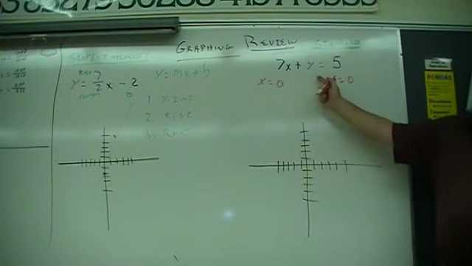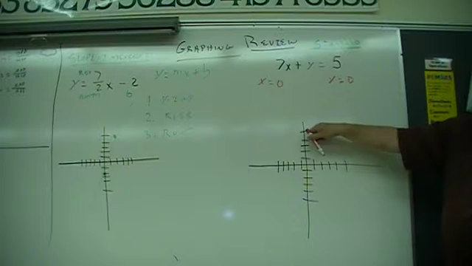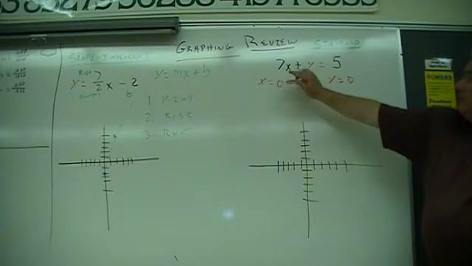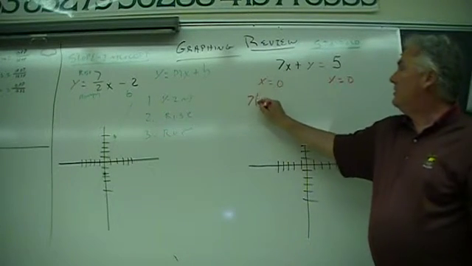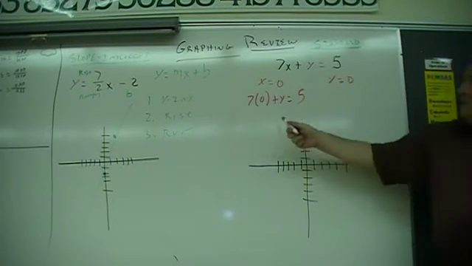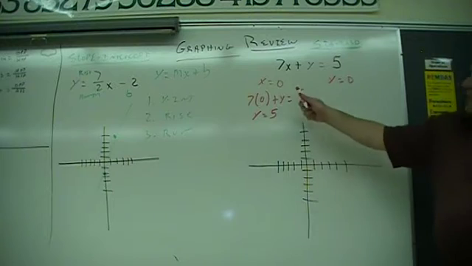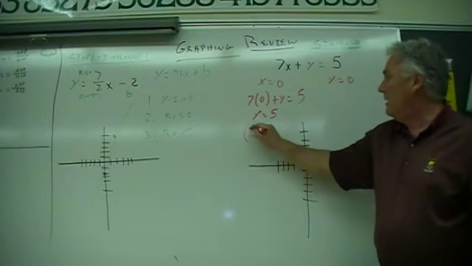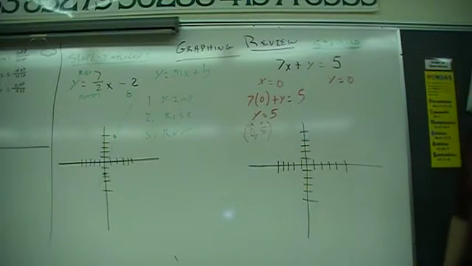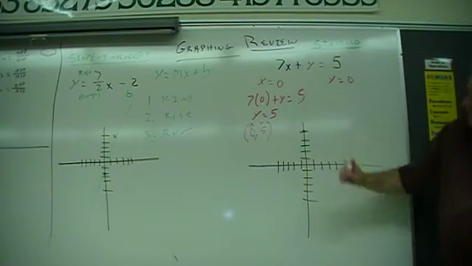What we do with standard form is substitute into the equation for x equals 0 and y equals 0, because the line will cross each of these axes somewhere. So x is equal to 0. Put that in right here. So 7 times 0 plus y equals 5. 7 times 0 is 0, so y equals 5. So here's our coordinates for this point. 0, 5. X is 0, y is 5. And I can plot that right here. 0, 5. And there's that point.